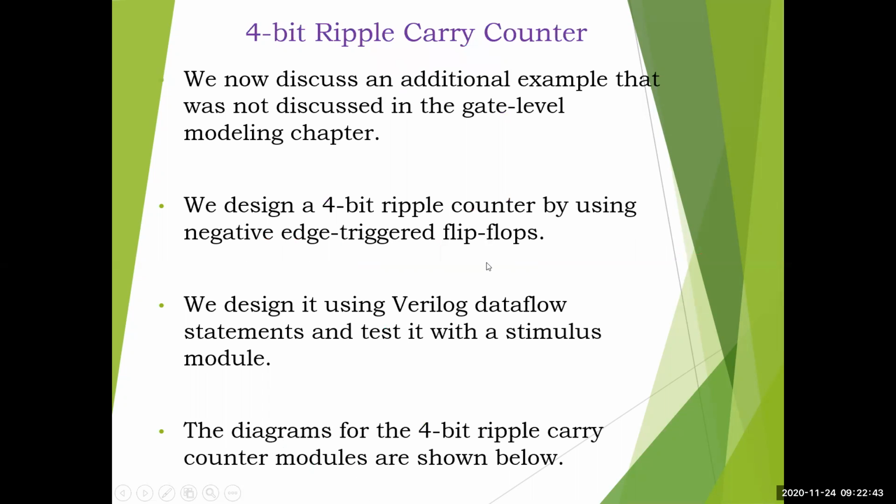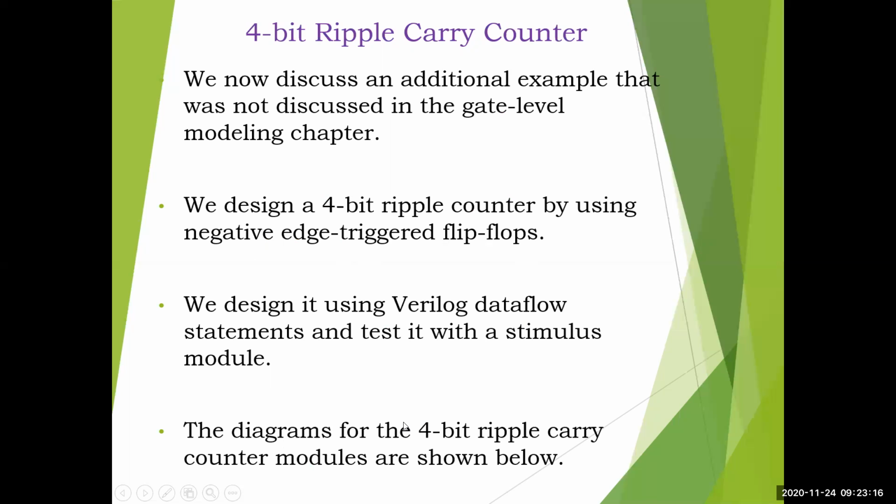So we now discuss an additional example that was not discussed in the gate level modeling chapter. Whatever we have discussed so far was the full adder, multiplexer, but this was not discussed there. So we design a 4-bit ripple counter by using negative edge triggered flip-flops. What is meant by negative edge? During the negative edge of the clock, there is a change in the flip-flop status. That is negative edge triggered. We design it using Verilog data flow statements now, and we test it with a stimulus module.